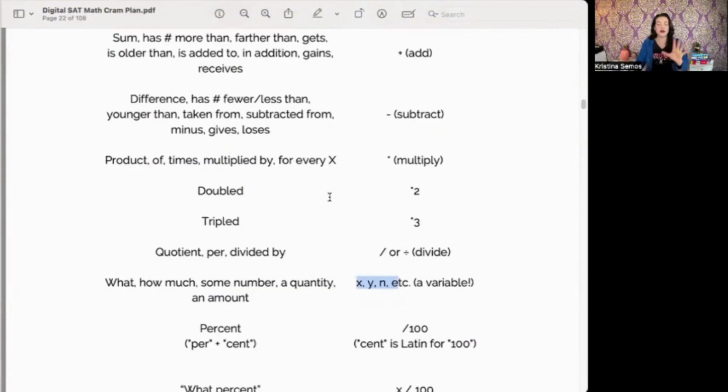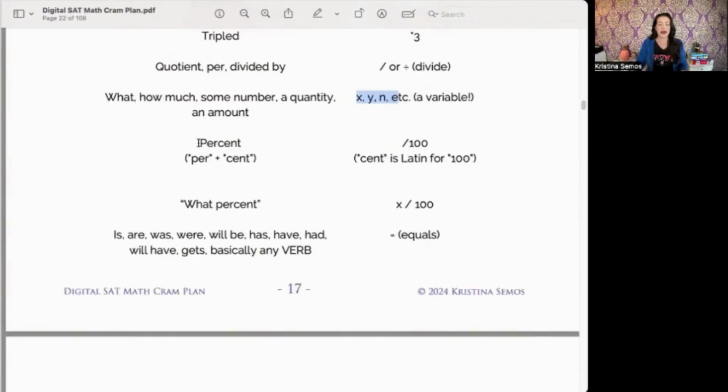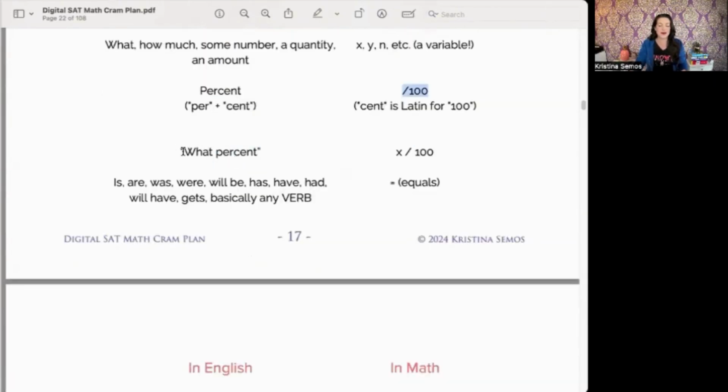So let's put a few of these together. If I were to have the word percent, that's really the word per, and that's also the word cent, which if you've taken Spanish or Italian, I took Italian, or French, cent, cento, it means 100 in Latin. So percent is literally going to be divided by 100. So when I get to something like what percent, what means X, percent means divided by 100. It's X over 100. And then here's the other thing you need to know.